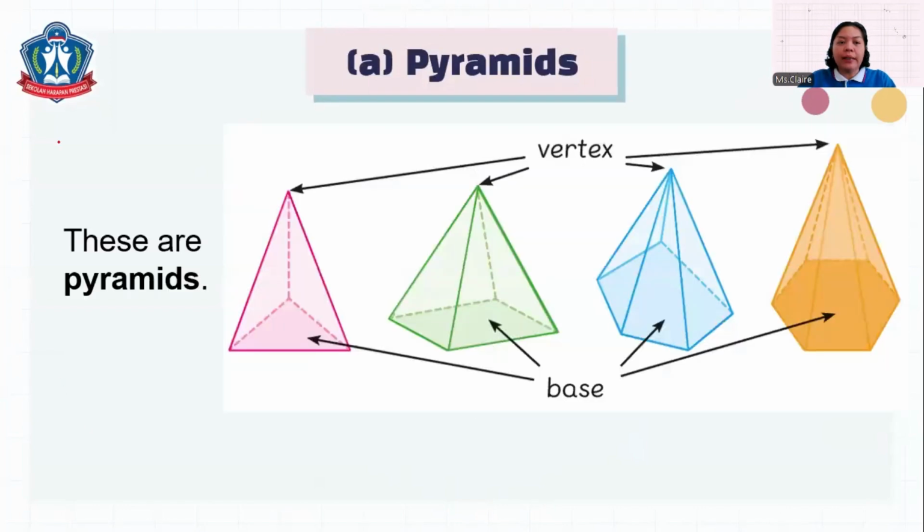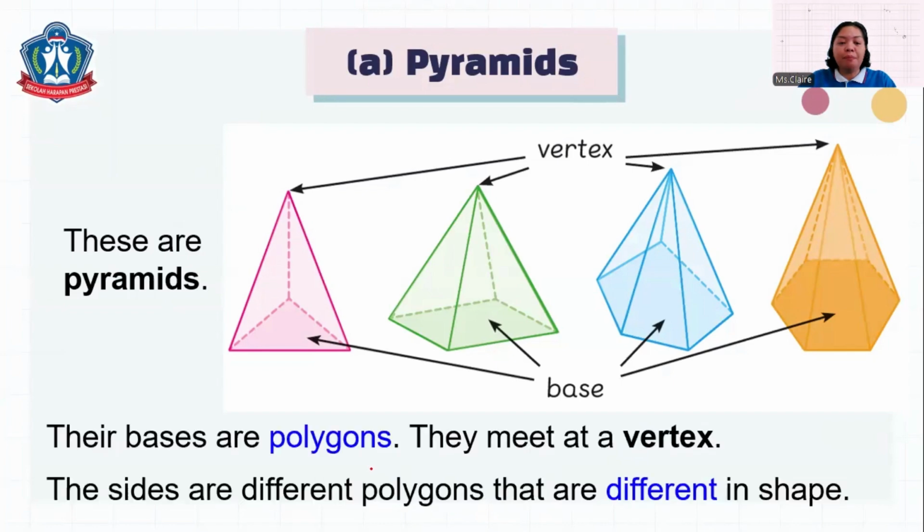Okay, let's study now about pyramids. These are pyramids, P3. Their bases are polygons. The base of this pyramid is a triangle. This one is a rectangle. This one is a pentagon because it has 5 sides. This is a hexagon because it has 6 sides.